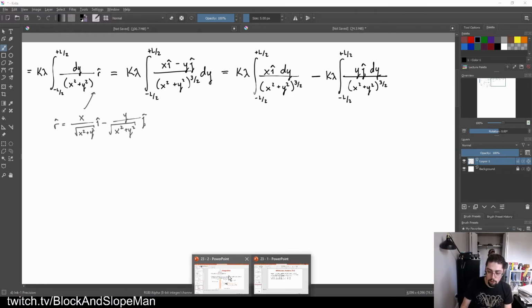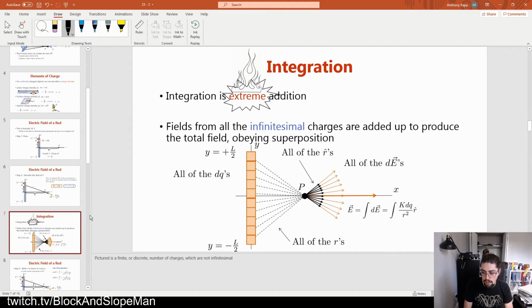Let me go back to my slide real quick. Let me take a look at this thing. Let me say, okay, if I took all of these pieces together, if I took every single piece, what would happen if I folded this thing over the x-axis?